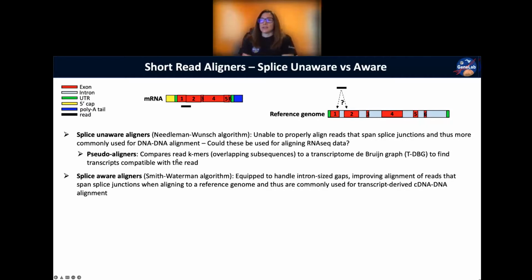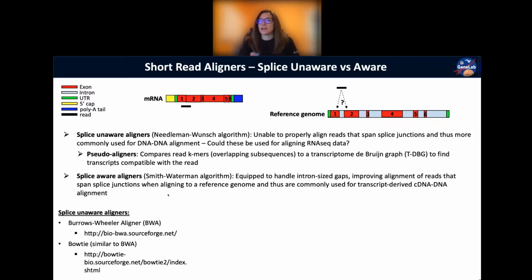And so we had just ended with the definition of splice-aware aligners. Those aligners are equipped to handle intron size gaps, which of course improves alignment of reads that span splice junctions when you're aligning to a reference genome, which is why those are the ones commonly used for transcript-derived cDNA to DNA alignment. And then I just have a couple of different tools that are used to do these types of alignment. So, some splice-unaware aligners that are commonly used.